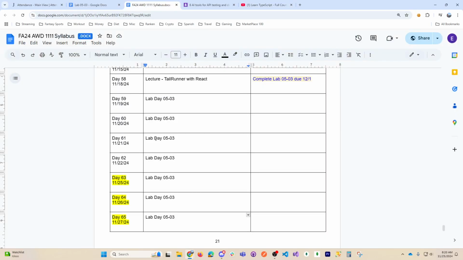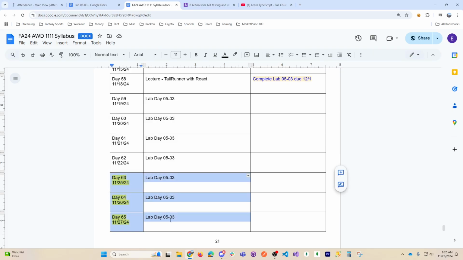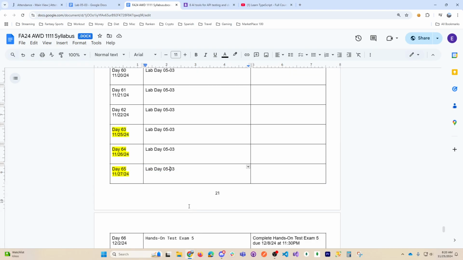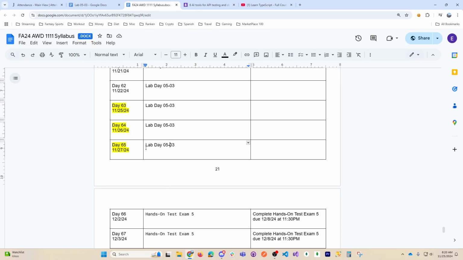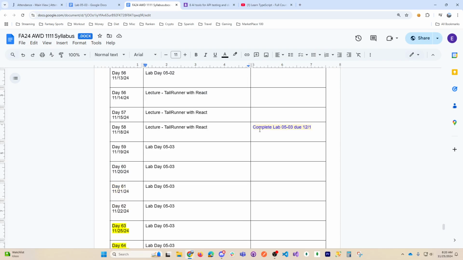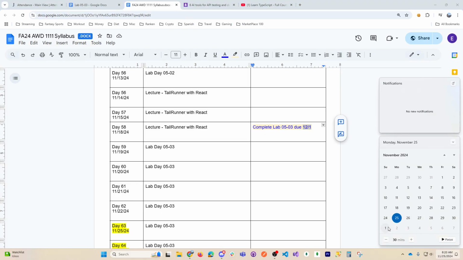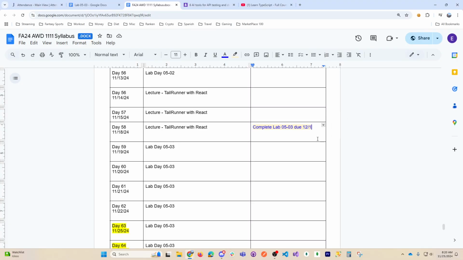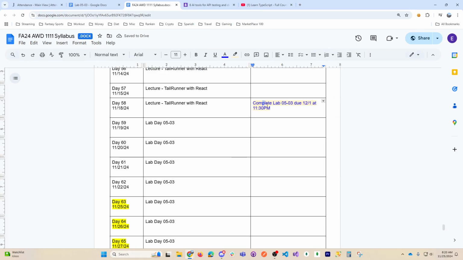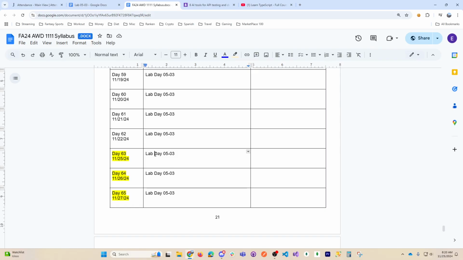So we have 3 lab days here, and my seated class knows that these are optional remote days, and then we've got a little break on Thursday, Friday of this week. Really, this lab 0503 is due by Sunday of this week, right? So today's the 25th, and this lab 0503 is due on the 1st of December by 11:30. Okay, so that will get us through this week.